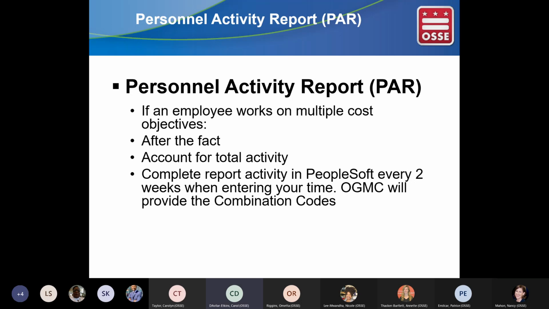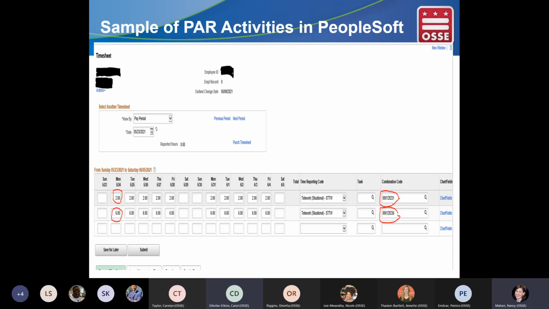So at the end of the day, it would total your number of hours worked for each of those grants, right? Nancy, you could go to the next one. So this is just a sample of the PeopleSoft that when you go in to complete your bi-weekly timesheet, you would enter where it says the combination code. We would provide you that code and you would enter that.